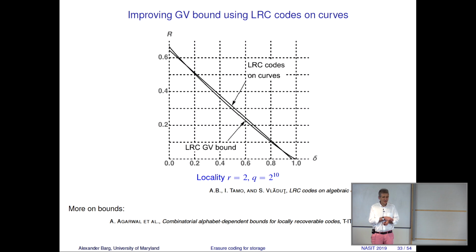Is that the best? Can we beat the GV bound? Well, in standard coding theory, at least for codes over small alphabet, we cannot. But for codes over large alphabet, it has been known since 1981 that the GV bound can be improved if we go to algebraic curves. And something similar happens for LRC codes. So this is the GV bound. The alphabet, as I said, has to be large. And this is the improvement of the GV bound using codes on curves.